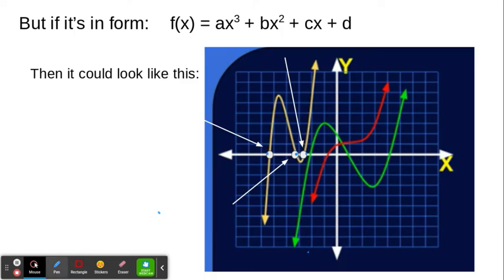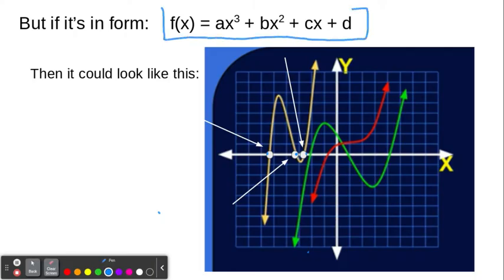And frankly, the equation is a lot more complicated. It's still a cubic function because the lead term has an exponent of 3. So the greatest exponent in this function is 3. That makes it a cubic function. But because it has some other terms in it, besides just that cubic term, it does some really interesting things.